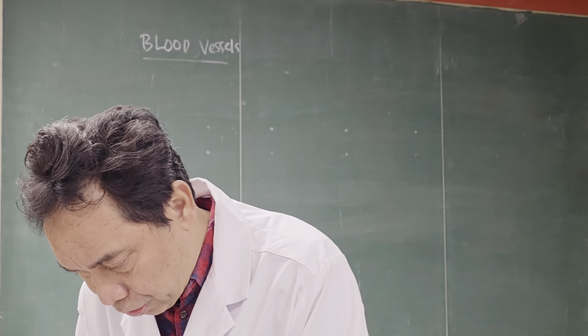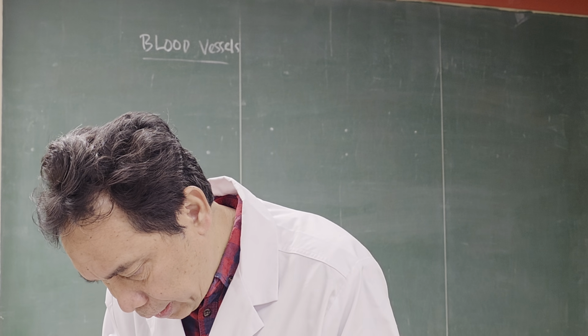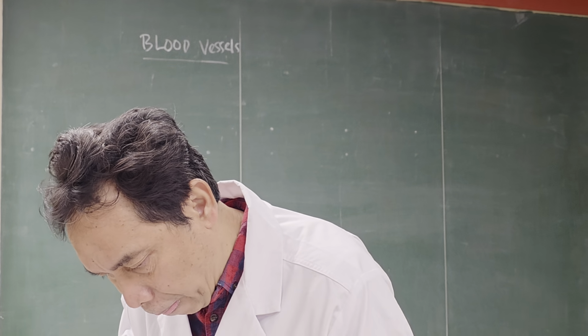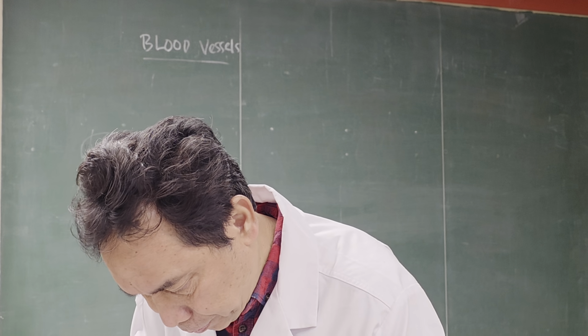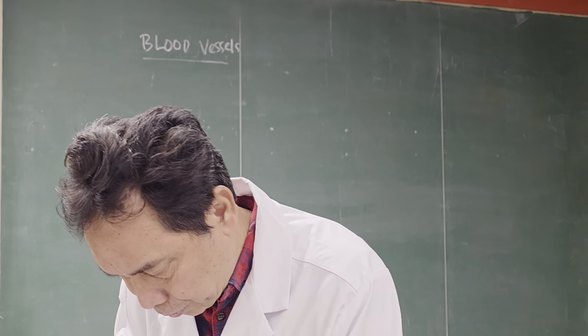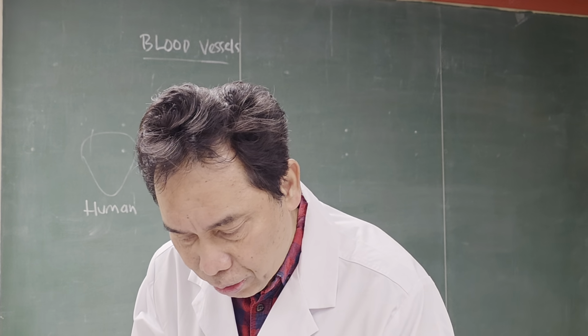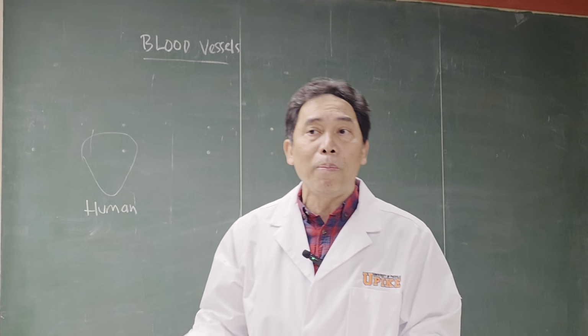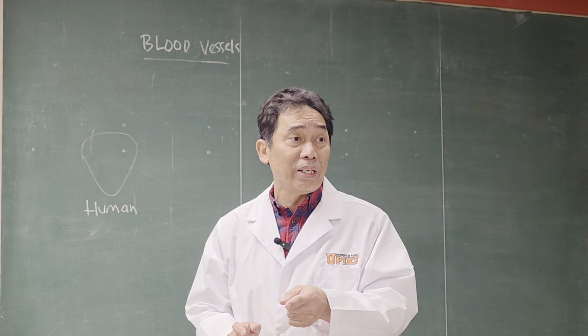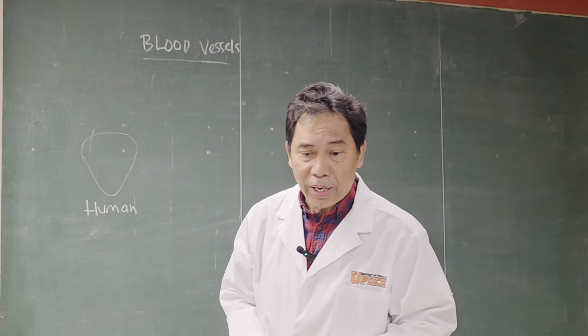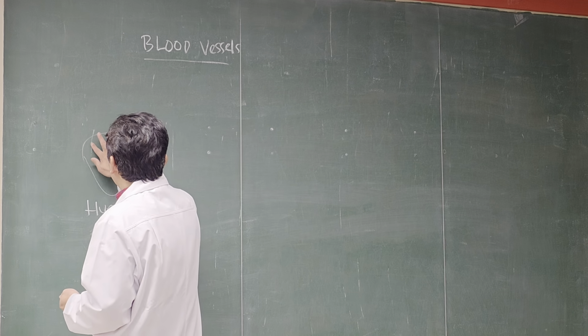Okay, if you look at your lab books, it's going to be page 84. So look at page 84. You're going to compare your dissection with this picture. Okay, try to find these arteries.